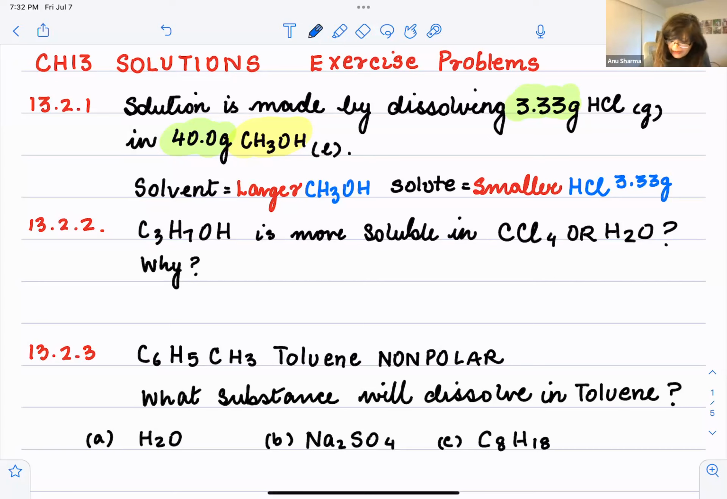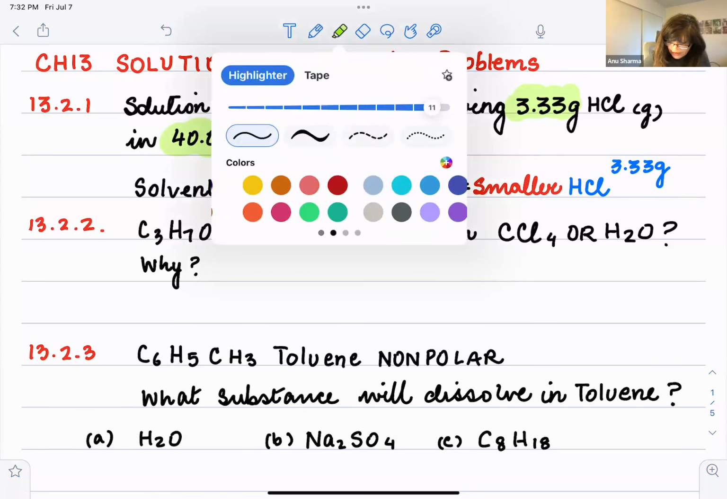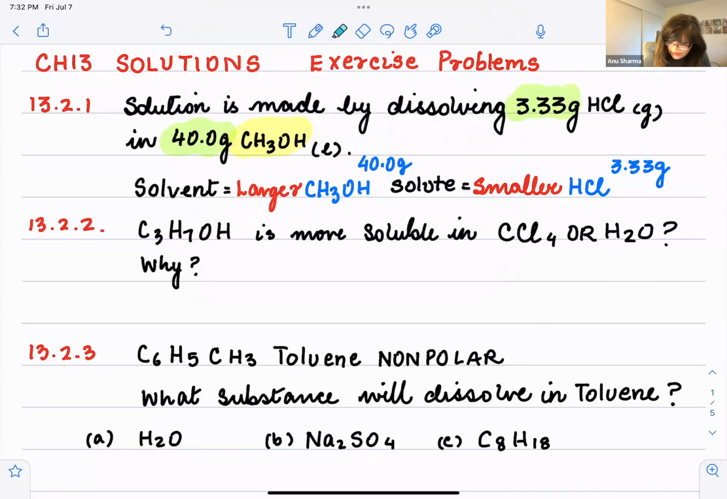CH3OH, methanol, and this is 40.0 grams. All right. So this is the way to identify the solute and solvent, and don't worry about the names that they give you. If the names are weird, just focus on the amount. Which one is larger and which one is smaller? Larger versus smaller.